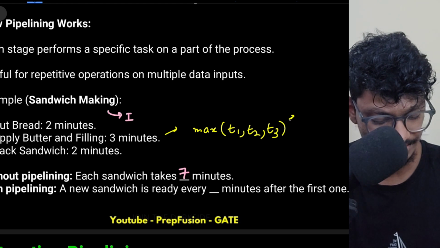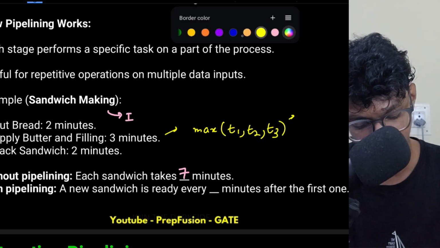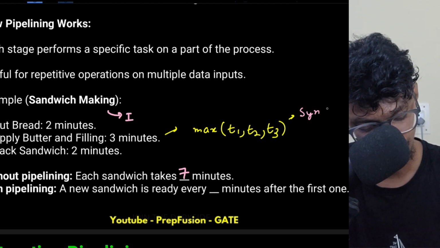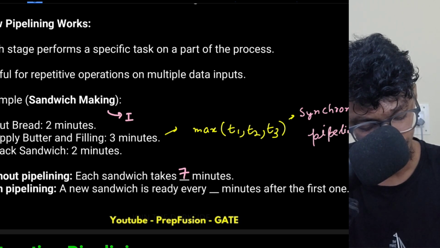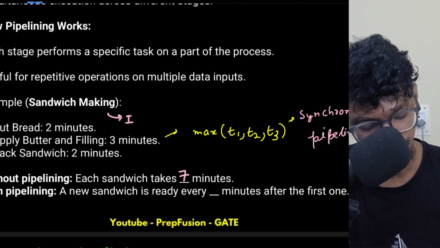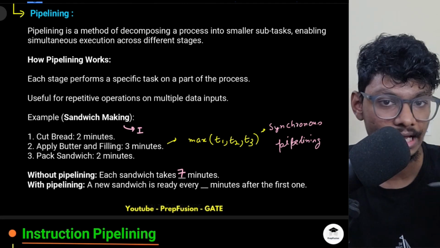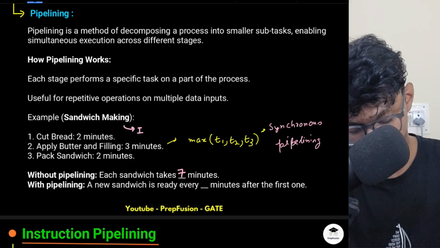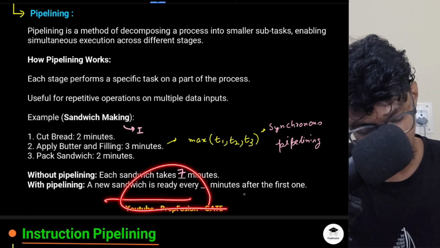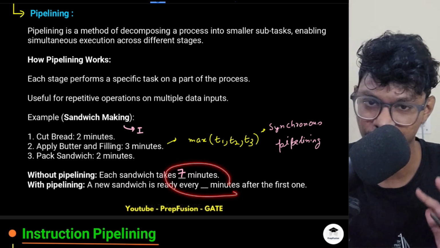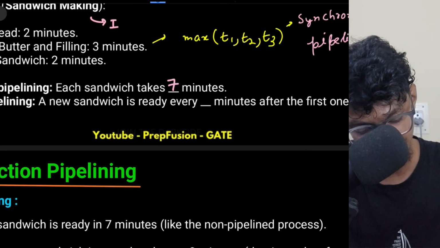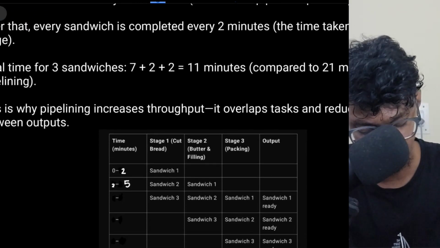This step is known as synchronous pipelining, because everything is in sync. All the time is the same. It is not different across each stage. That's why it is called synchronous pipelining. So a new sandwich is ready after the first how many minutes? This problem we haven't yet solved, but what we have solved is, we have found out the duration of each stage. So we'll choose the maximum. Maximum here is 3 minutes, right? Out of all these stages. So I'll choose 3 minutes.